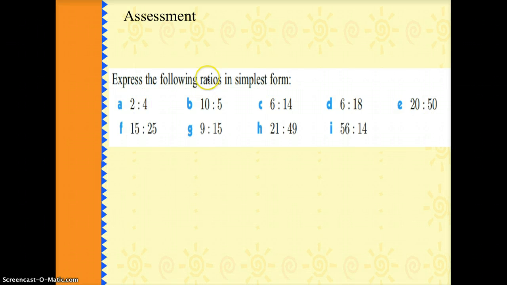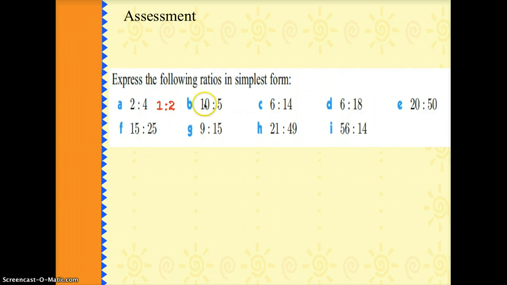Okay, now here's another assessment. Express the following ratios in simplest form. So if you're more familiar with fractions, you can rewrite your 2 is to 4 into fraction form and reduce it to lowest term. So let's try 2 is to 4. What is the biggest number that you can divide to both 2 and 4, and you will still get a whole number? So the greatest common factor is 2. Divide 2 by 2 and you will get 1. Divide 4 by 2 and you will get 2. So the answer should be 1 is to 2.